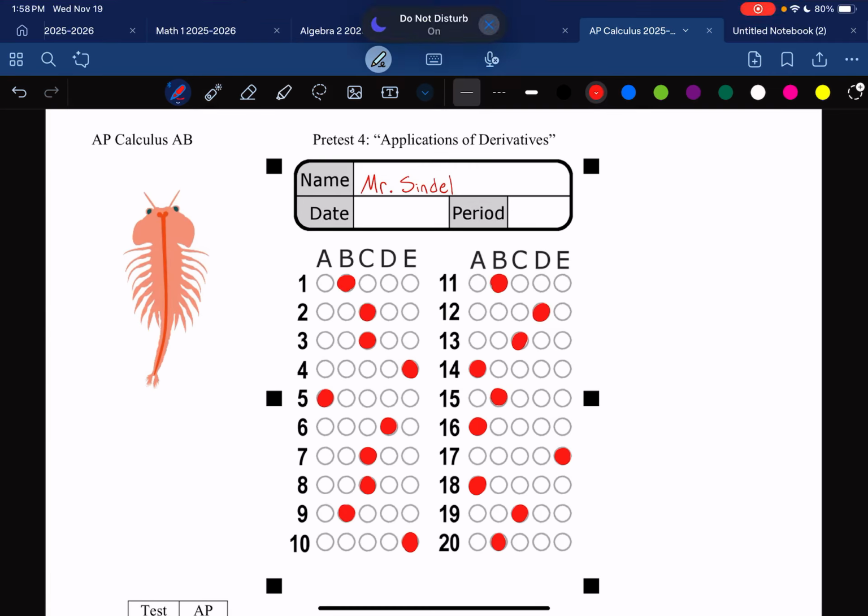This is AP Calculus AB. We are on the pretest for applications of derivatives. If you are merely here to check your work, go ahead and check it using this page. Again, make sure that you are checking your work in the video with any question that you got wrong or any question that you guessed on.